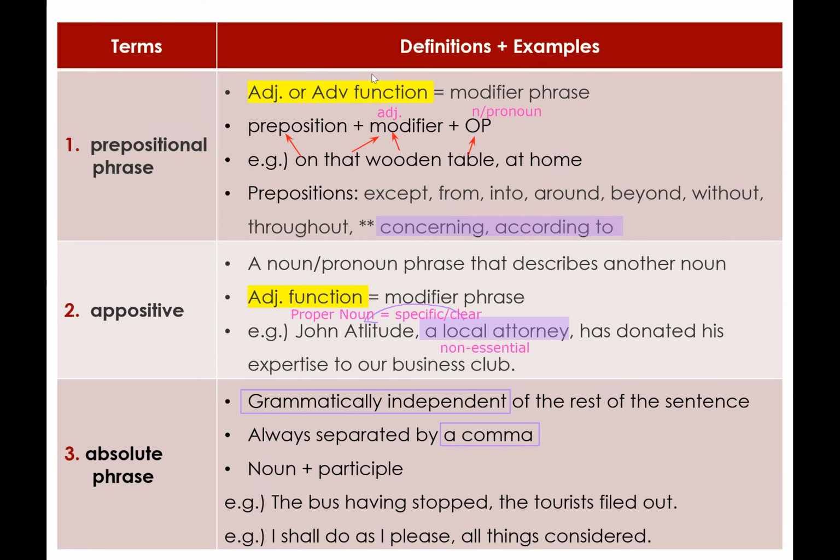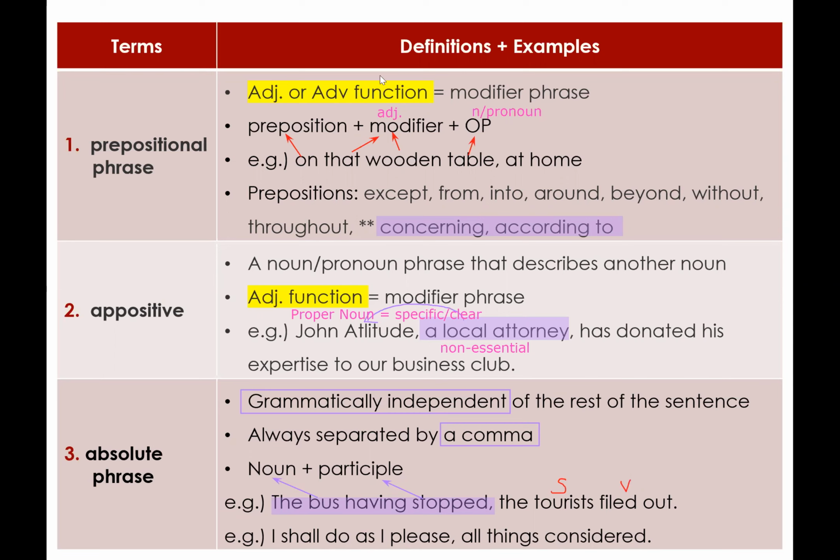So for example, you can see the bus having stopped. The bus is our noun and having stopped is our participle. But then even if I cross it out, right, you still have a complete sentence. The tourists filed out. That's your subject verb.